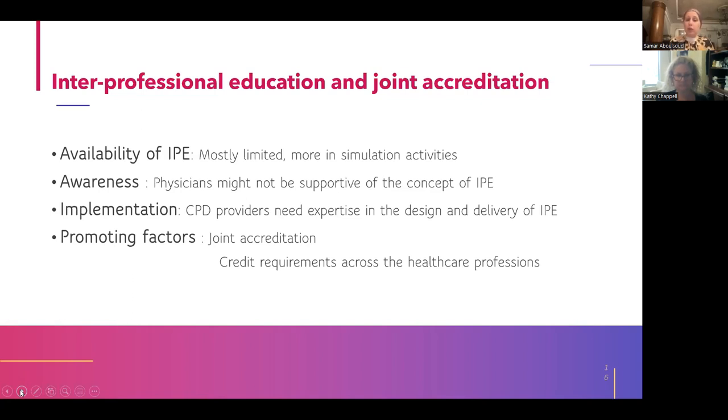Promoting factors are joint accreditation, which is accreditation of more than one provider for more than one specialty, and mandating the credit requirements across the healthcare professionals, which is not still there in all countries.